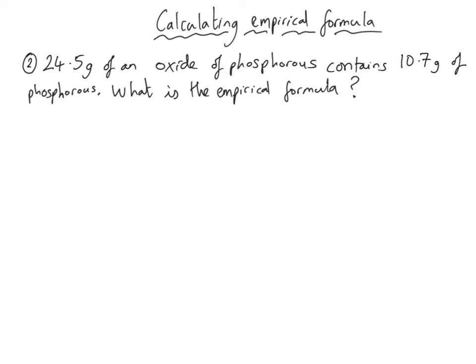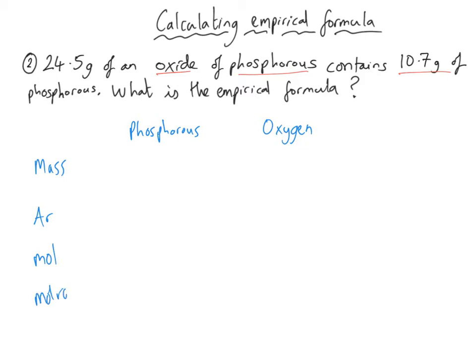This next example is really similar, except it has got one extra complication. So let's read it. 24.5 grams of an oxide of phosphorus contains 10.7 grams of phosphorus. What's the empirical formula? Well, we know that obviously we've got phosphorus involved, so that is our first element. And the first pitfall is to forget that the other element is involved, and that is oxygen. And then we've got our mass, AR, moles, and mole ratio down on the side.